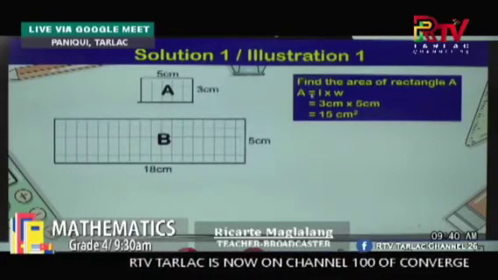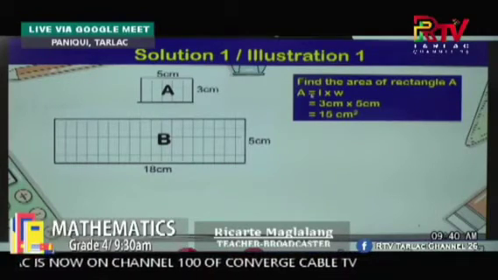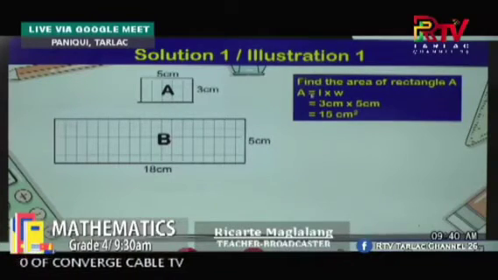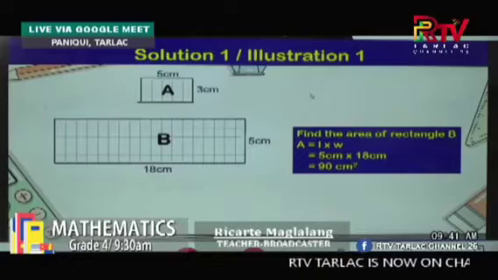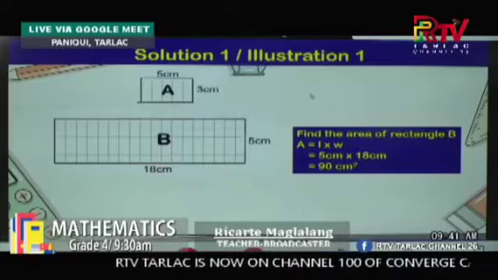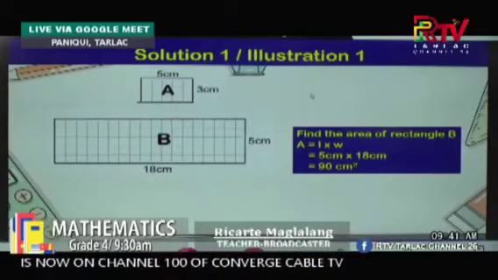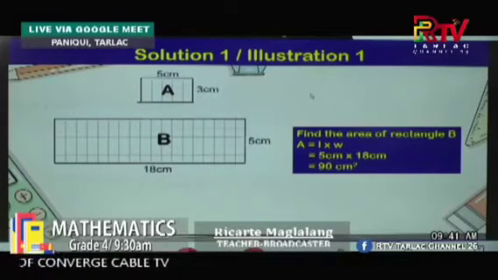Step 1. Let us find the area of rectangle A. So A equals L times W, where length is equal to 3 centimeters and the width is equal to 5 centimeters. So 3 times 5 equals 15 square centimeters. Step 2. Find the area of rectangle B. Again, A equals L times W, where L is equal to 5 centimeters and W equals 18 centimeters. So 5 times 18 is equal to 90 square centimeters.